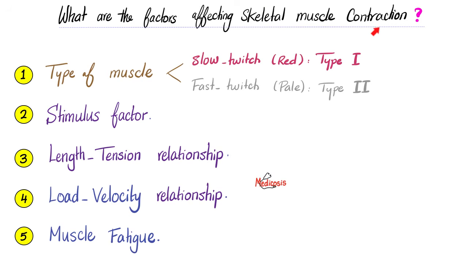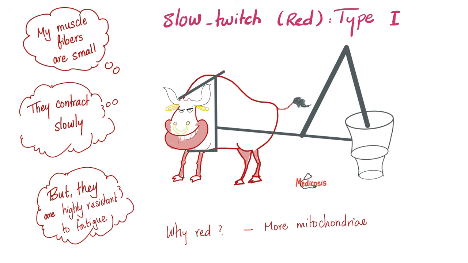What are the factors affecting skeletal muscle contractions? Many factors, including the type of muscle. Are we talking about the slow twitch, red or type 1 fibers, or are we talking about fast twitch, the pale or type 2 fibers? The difference between type 1 and type 2 muscles is like the difference between the ox and the chicken. Let's start with the ox. Okay, ox, tell me about yourself. All right, my muscle fibers are small. Look at this. Look at my teeny tiny legs. They contract slowly. I have to move slowly while pulling on this mill. But look, even though they contract slowly, they are highly resistant to fatigue. I can keep spinning the mill for hours without getting tired.